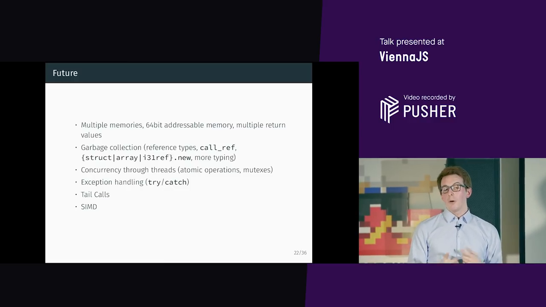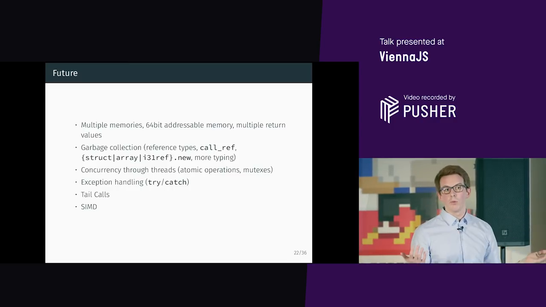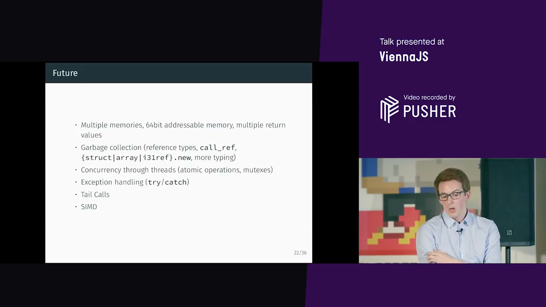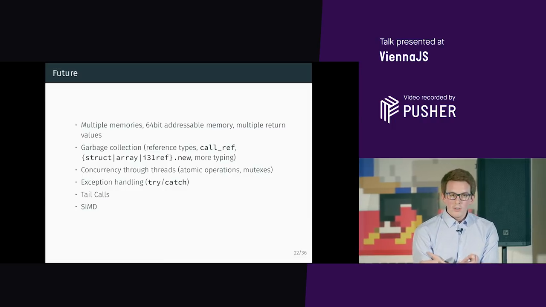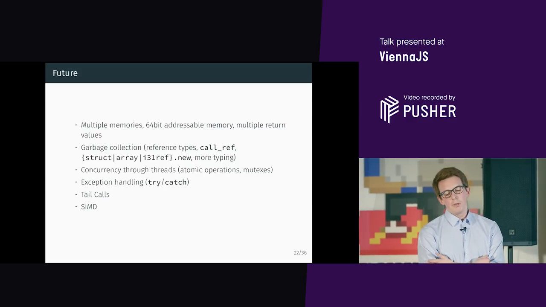For example, garbage collection would be nice, because if you want to pass references to the JavaScript space, then what about references? I mean, what's the lifetime of a reference that was passed to JavaScript? Who knows? So you need a concept of garbage collection there if you want to do that. Concurrency would be cool. Exception handling is also something that many people want.